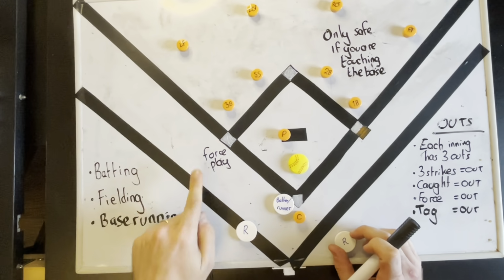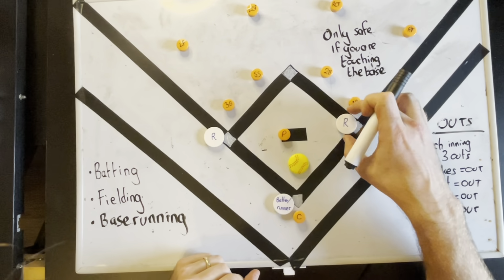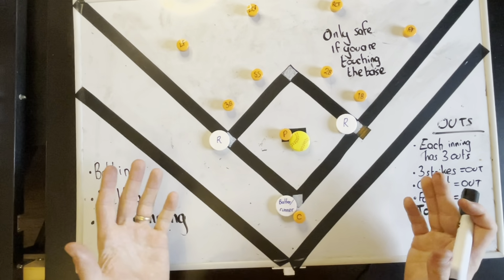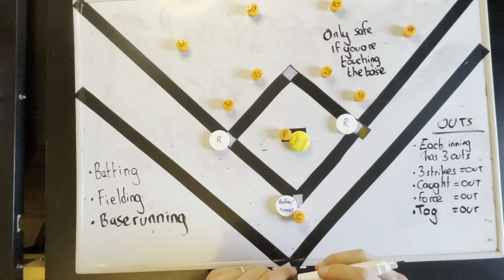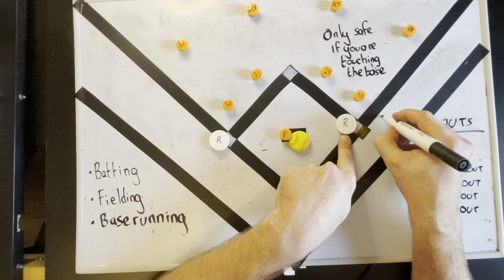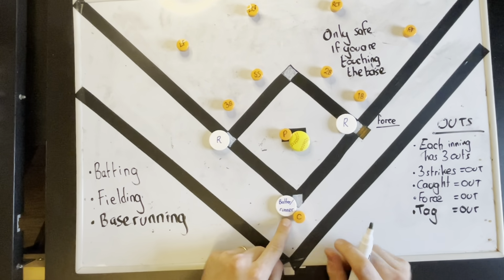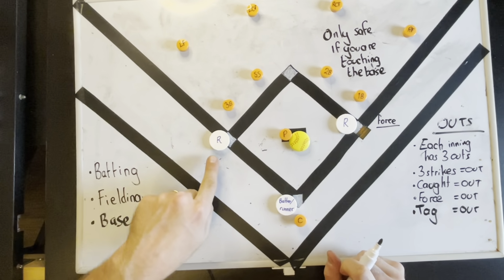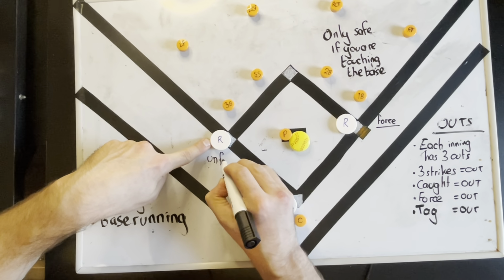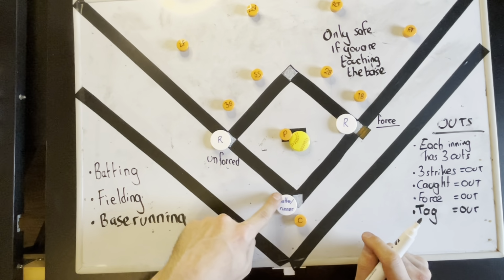So here's a little bit of a quiz then. Here's a question. What can you tell me about these two runners here? If you need to, you can pause the video. But what can you tell me about this runner here? Well, they're on first base, so they will always be forced because there will always be a batter behind them. But this runner here on third base is unforced because there is nobody behind them forcing them to move on.